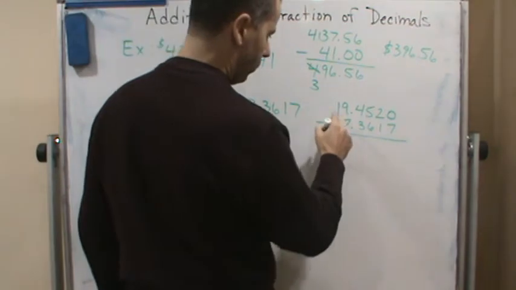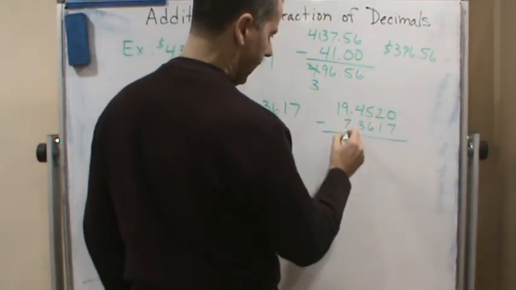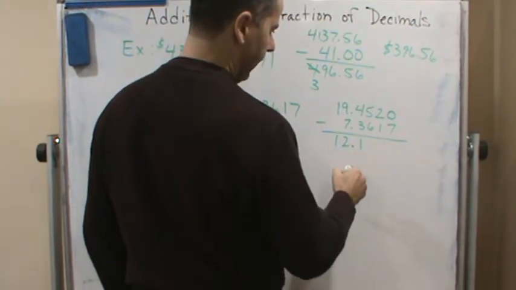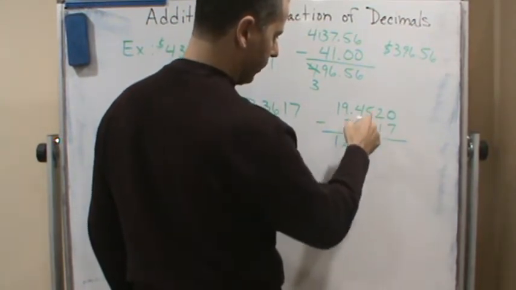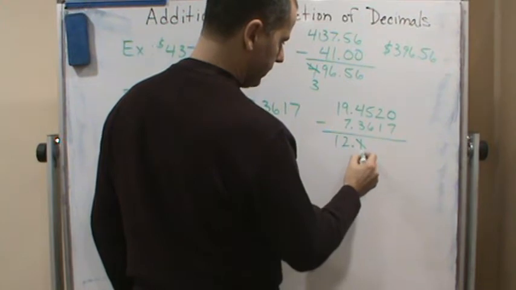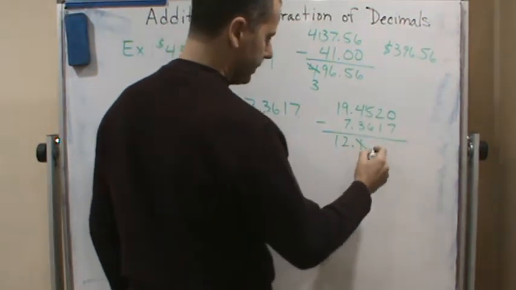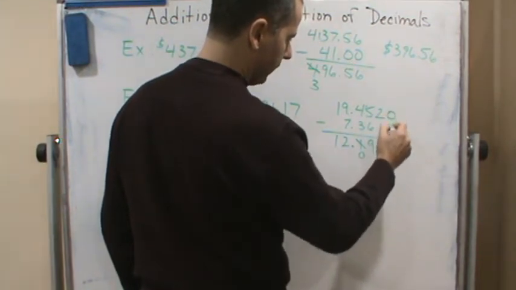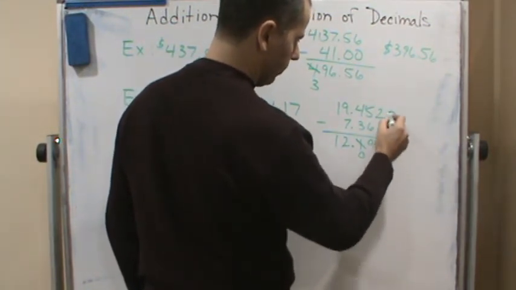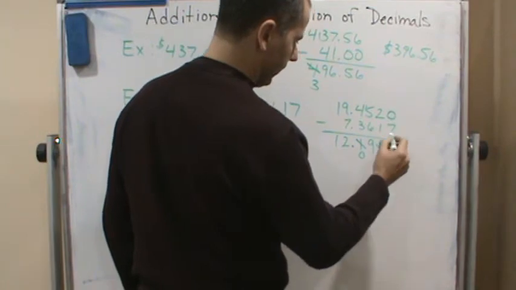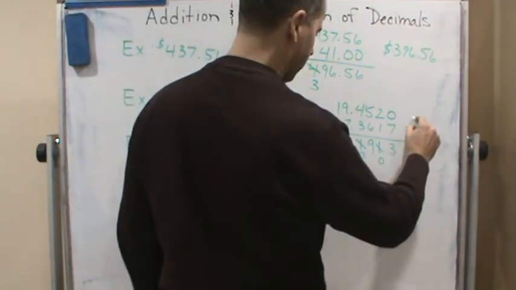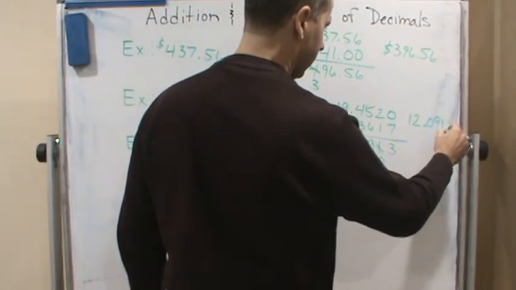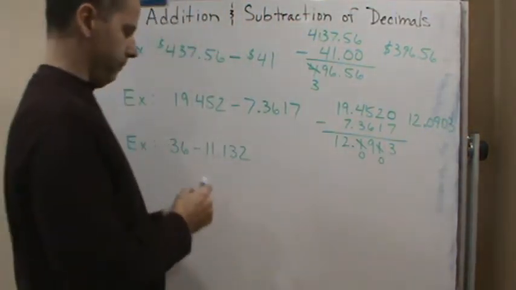So I'm going to subtract 1 from 0, which gives me 1. 9 minus 7 is 2. 4 minus 3 is 1. And now here I get 5 minus 6, so I'm going to have to borrow. So that's going to be 0. And so 15 minus 6 is 9. 2 minus 1 is 1. And then I'm going to have to borrow again, so that becomes 0. And I get 10 minus 7 is 3. And so my answer becomes 12.0903.